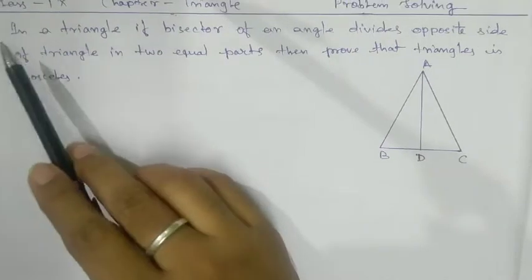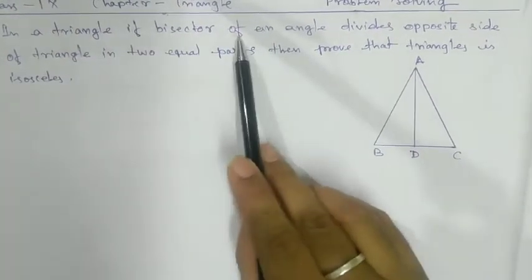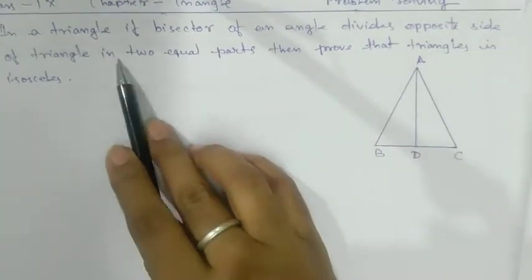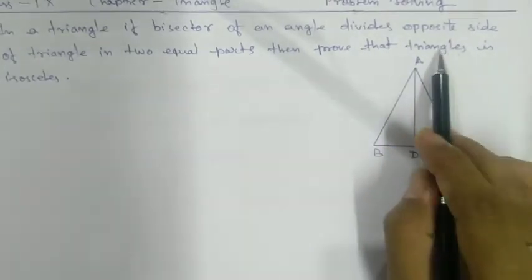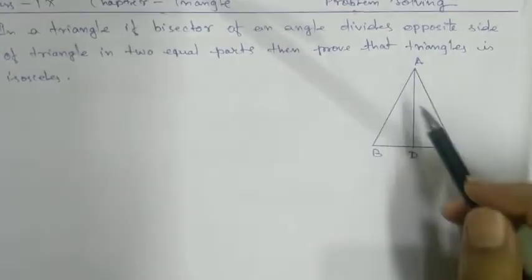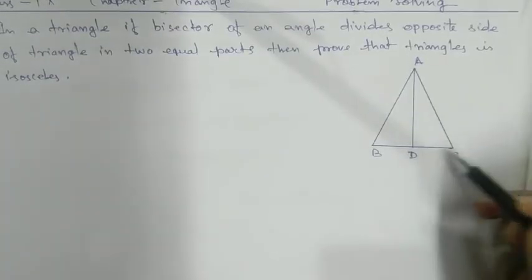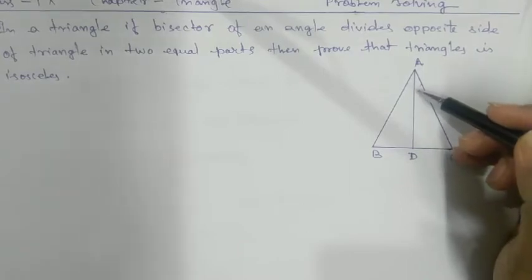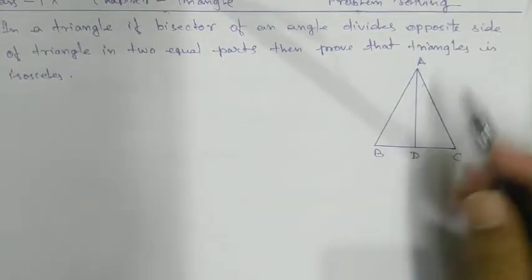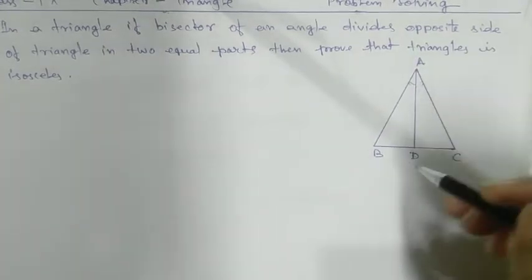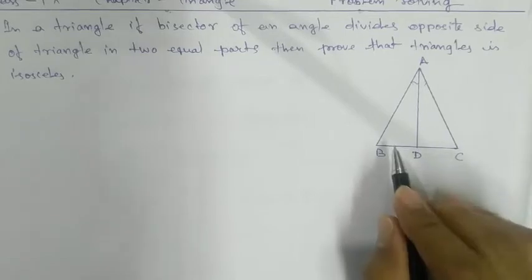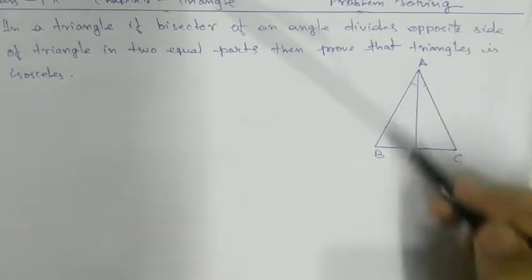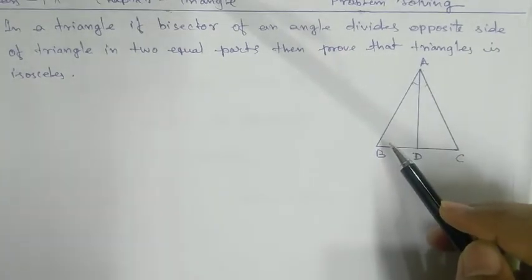Here you can see, in a triangle, if bisector of an angle divides opposite side of a triangle in two equal parts, then prove that triangle is isosceles. That means what they are saying? They're saying that ABC is triangle and AD bisect angle A, and BD equals to CD. That means AD bisect angle A also and bisect BC such that BD equals to CD. If this thing happen, then AB equals to AC. That means ABC is an isosceles triangle.